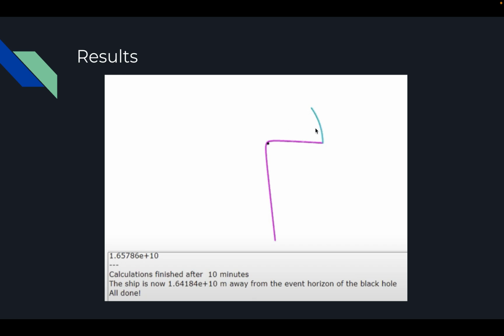Here are my results. As you can see, the spaceship is in magenta and the planet is in cyan or blue. As it approaches the black hole, it slightly passes it without crashing into it and continues on its way. And it took this much of the orbit of the planet to accomplish that.